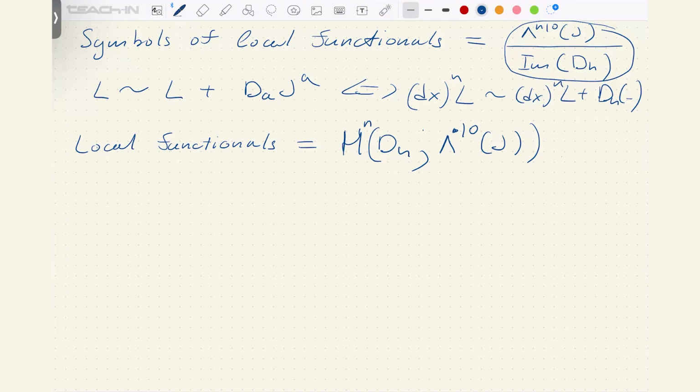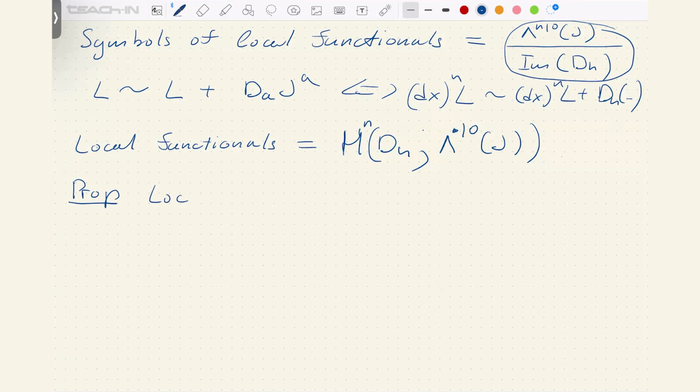Okay, so that's a, let's say, homological characterization of local functionals, which appears useful sometimes. Okay, good. Then with these preparations, we can move on, but let me state a useful proposition which we will need in what follows.